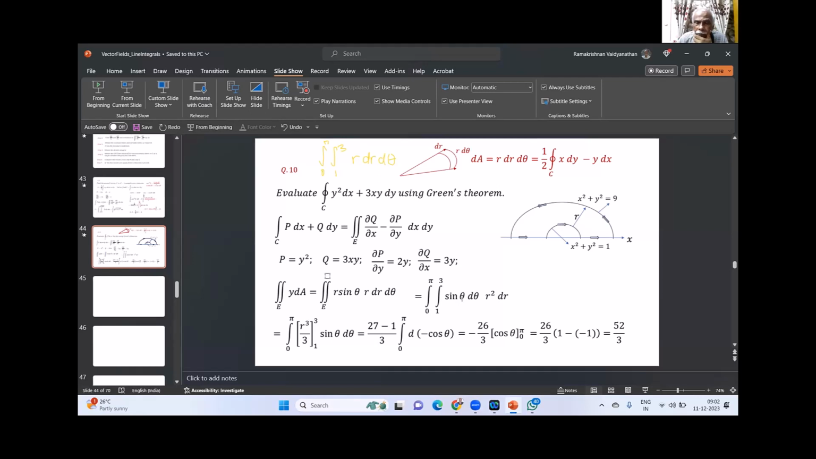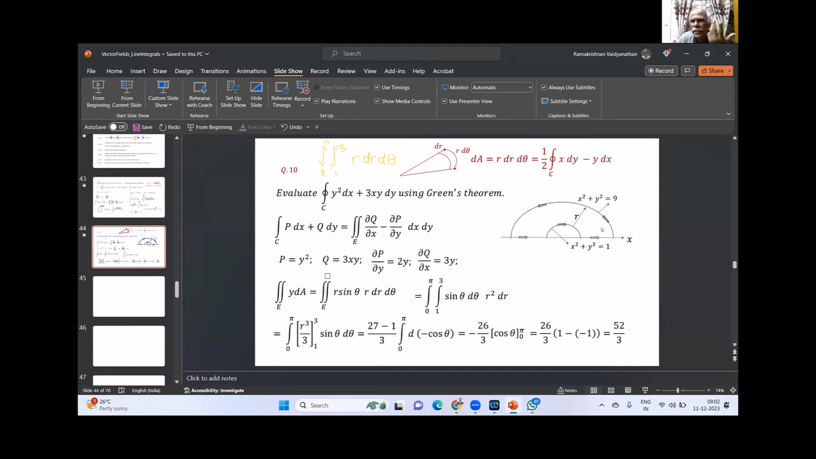What is the integral of sine theta d theta? It is minus cos theta from 0 to pi. What is 0 to pi? Cos 0 is 1, right? And cos pi is minus 1. 1 minus of minus 1 is 2. Therefore, 52 by 3 is the answer. The answer for this is 52 by 3.